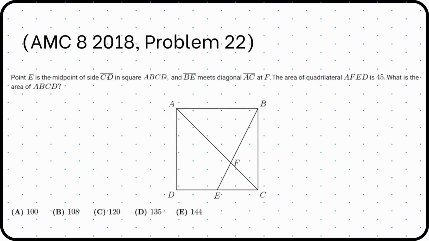Here's our next problem. Point E is the midpoint of side CD in square ABCD, and line BE meets diagonal AC at F. The area of quadrilateral AFED is 45. So what is the area of ABCD? This problem shows that seemingly hard problems don't always have very complicated solutions.